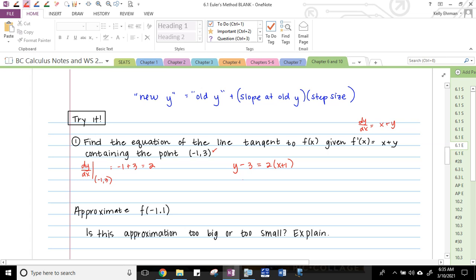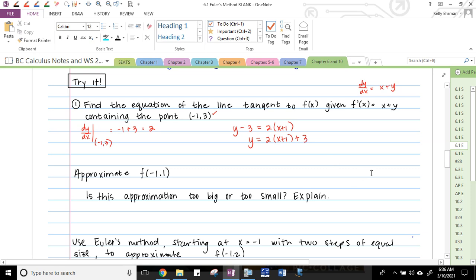And it might be helpful, because we're going to be plugging values in, to go ahead and solve for y. So y equals 2 times x plus 1, plus 3. So far, this would be our original tangent line. Use that to approximate f of -1.1. So let's see. That would be 2 times -1.1 plus 1, plus 3. That's 2 times -1/10 or -0.1, plus 3. That's -0.2 plus 3, which is 2.8.